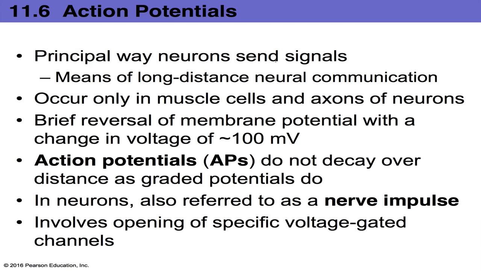The principal way neurons send signals over long distances is by generating and propagating action potentials. Only muscle cells and the axons of neurons are able to generate an action potential. A depolarization phase is followed by a repolarization phase, and often a short period of hyperpolarization. The whole event happens over a few milliseconds, and unlike graded potentials, action potentials don't decrease in strength with distance. In neurons, an action potential is also called a nerve impulse, and is typically generated only in axons. A neuron transmits a nerve impulse only when it's adequately stimulated. The stimulus changes the permeability of the neuron's membrane by opening specific voltage-gated channels on the axon.